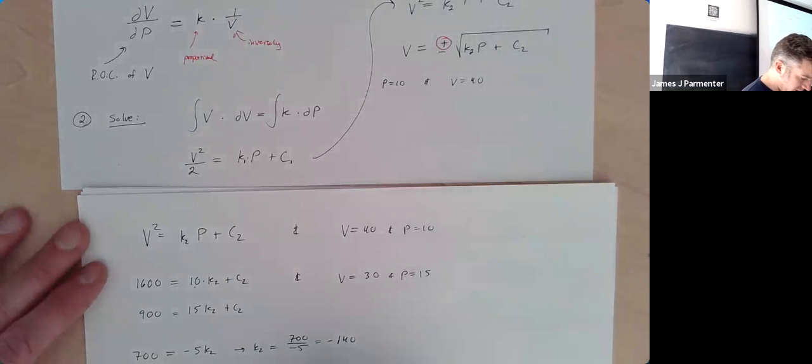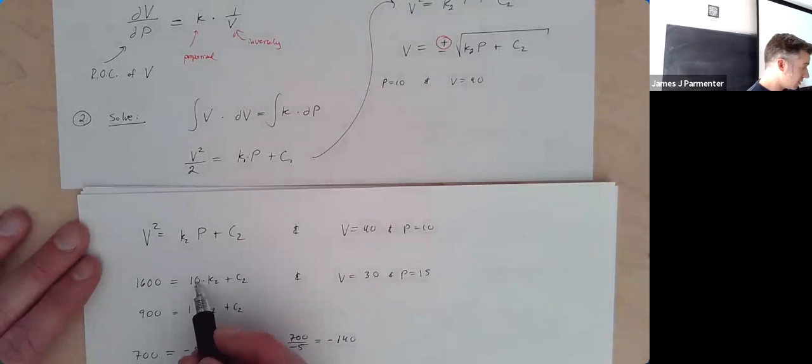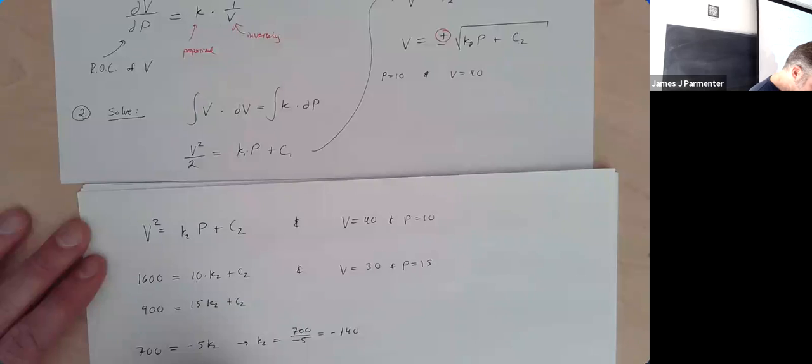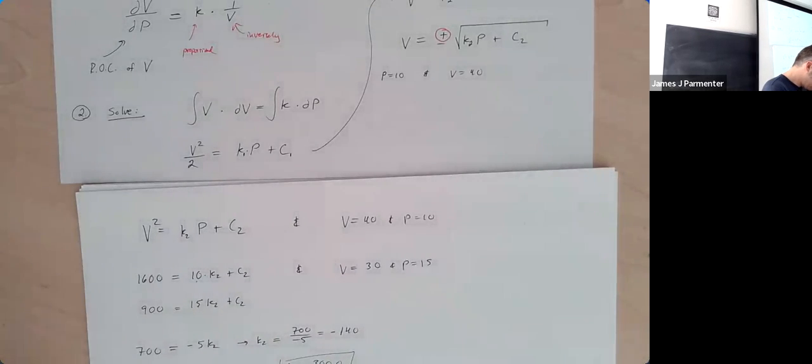Okay. And then if we go back and plug that in for k2, we should be able to solve for c2 in either equation. Plugging it back into the first one, because it seems a little easier: 1600 equals 10 times -140, that's -1400, plus c2. It looks like c2 is going to equal 3000. Curious, the numbers seem interesting. Let's double check my work here. Yep, that's it.